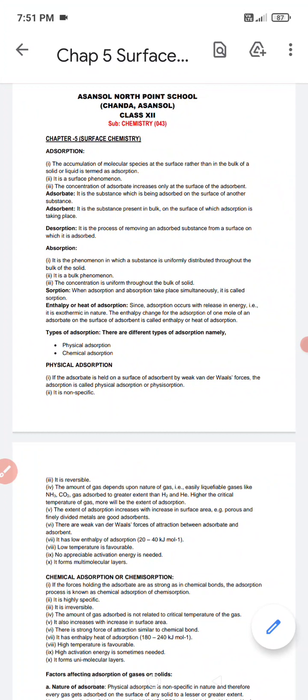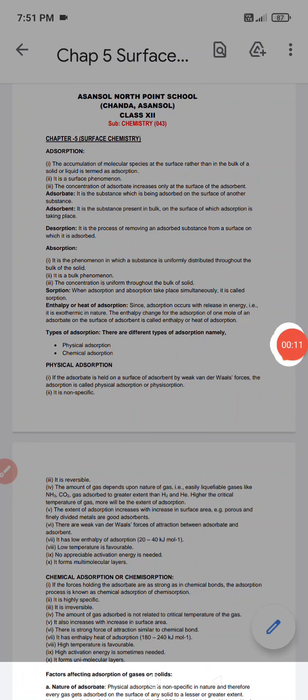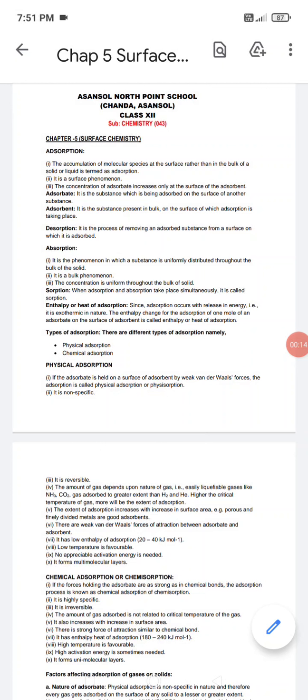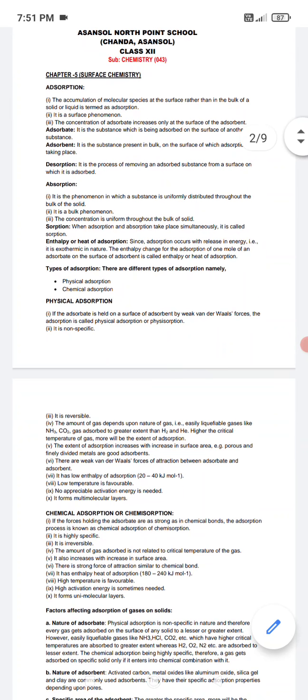Good morning, children. We are starting a new chapter today, and the chapter we are starting is surface chemistry. In this chapter, the chapter starts with the topic adsorption. Now, the question is, what do you mean by the term adsorption?